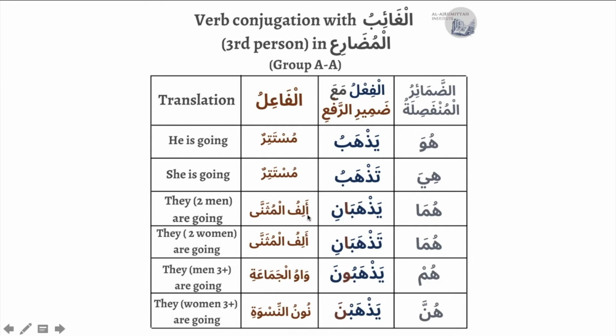If you're speaking about men, it's going to be yadhhabani, with a ya at the beginning. But if I'm speaking about two women that left or that are going, I'm going to say tadhhabani. So it depends which gender the two people are. If they're masculine, yadhhabani. If they're feminine, tadhhabani. Just like it was yadhhabu and tadhhabu here, the ya is for masculine and the ta is for feminine. In terms of the ending of the verb, it becomes a bit tricky here. You add an alif and a noon. Very simple.